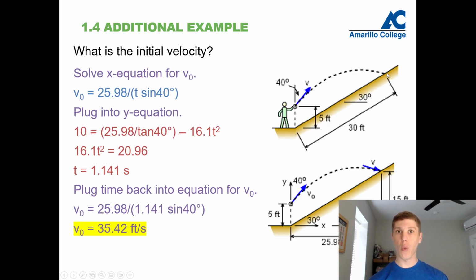And I find that the time that the ball lands up here on the slope is 1.141 seconds. So I don't know what the initial velocity is yet, but I know that it takes 1.141 seconds to land. I can then plug that back into my x velocity equation. Now that I know my time, I find that v naught is equal to 25.98 divided by 1.141 sine 40. Once again, that is what we solved for v naught using our x position equation, and I can say that my initial velocity is 35.42 feet per second. So this problem simplified into a system of two equations with two unknowns, and we had to solve for those two unknowns.